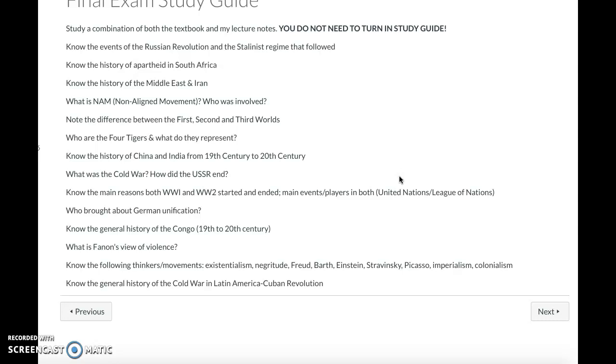You're going to need to know Nelson Mandela and the history of apartheid in South Africa. So look at that. You need to know about the Middle East in general. That means looking at Egypt under Nasser and his connection to the non-aligned movement.